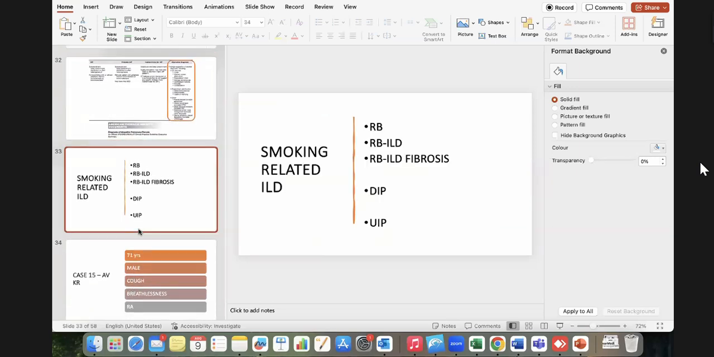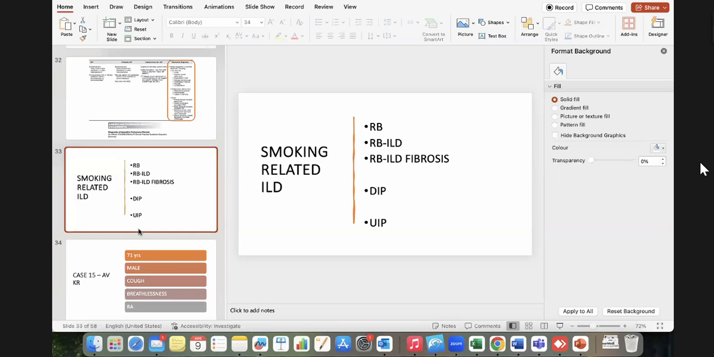Smoking related ILDs, I just need to briefly mention there is respiratory bronchiolitis, there is RBILD, and there is RBILD fibrosis. So, respiratory bronchiolitis is only the presence of small nodular densities. RBILD is when it is associated with reticular opacities, and RBILD fibrosis is one in which you see profound features of traction bronchiectasis and honeycombing as well.